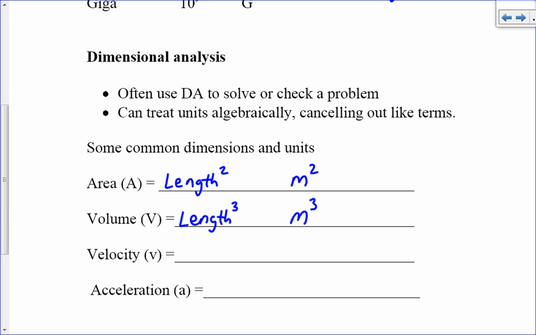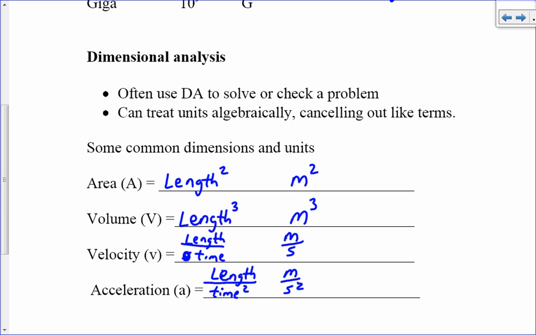Velocity is length over time. Or maybe more correctly, we would say speed is length over time. And so that's going to be meters per second. Acceleration is length over time squared. And that's going to be, of course, units of meters per second squared.